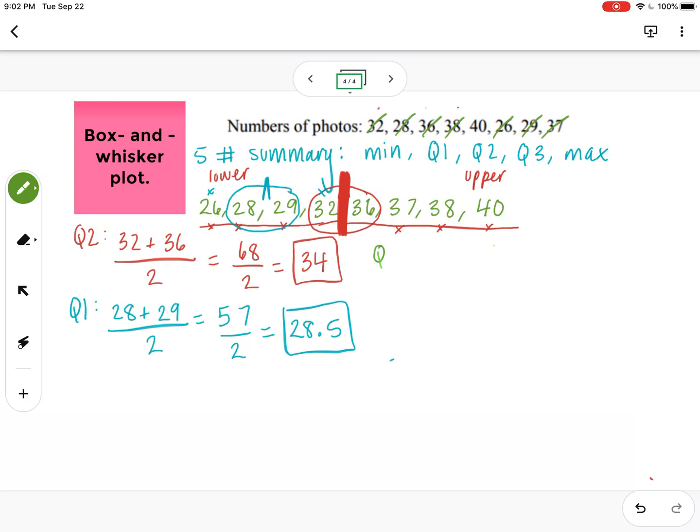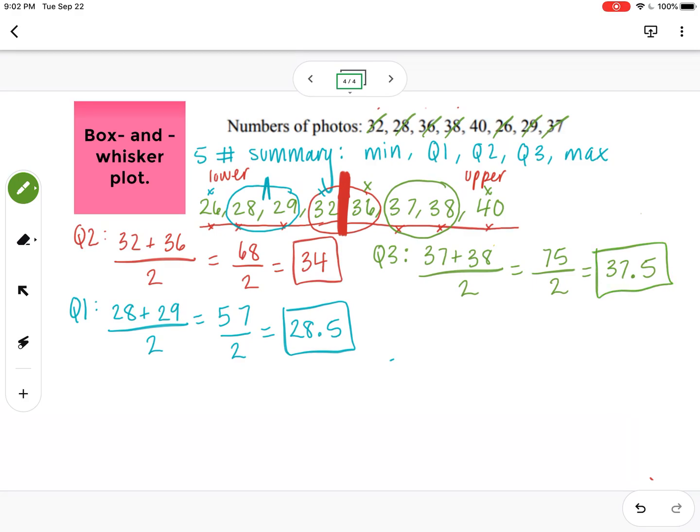Now we need our quartile 3. So we're going to use that same process over on the right side for the upper half. So we can X them until we find our 2 in the middle, which are 37 and 38. And remember, we're going to find the mean of those two values, which is found by taking the sum of the values and then dividing by 2. So in this case, when we add those values, we are going to get 75 divided by 2, which is going to give us 37.5.